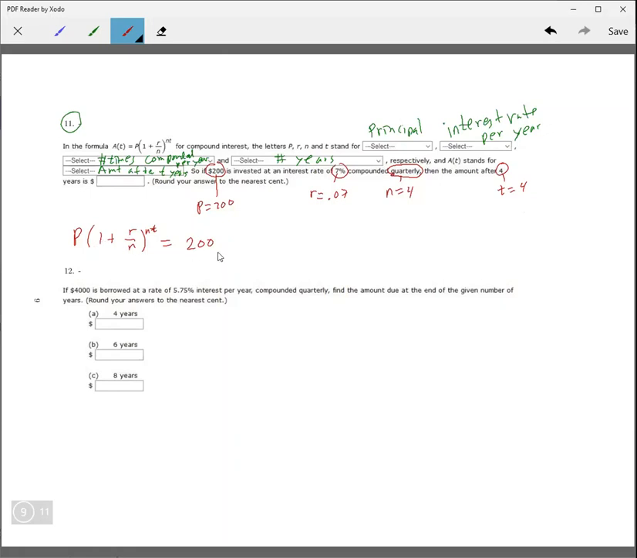P gets replaced with 200. R gets replaced with 0.07. N is 4. And then N times T, we can go ahead and multiply these together. That's going to be 16.